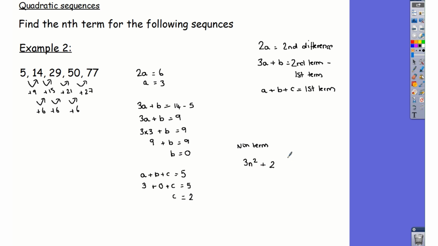Now I could just double check to make sure I've done this right. So I know whenever I'm looking at the first term, n would always be 1. So 1 squared would be 1. 1 times 3 is 3. Add 2 would give me 5. Let's check it's definitely right. Second term, n would be 2. 2 squared is 4. 4 times 3 is 12. 12 add 2 is 14. We're definitely correct. So we know that our nth term for this particular sequence is 3n squared add 2.